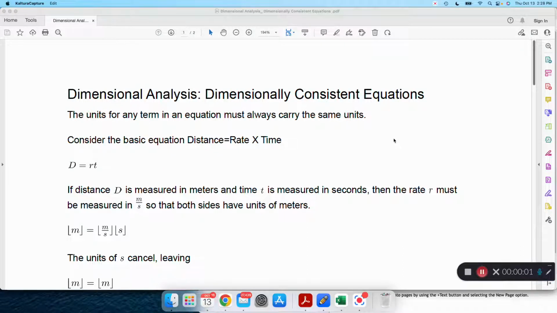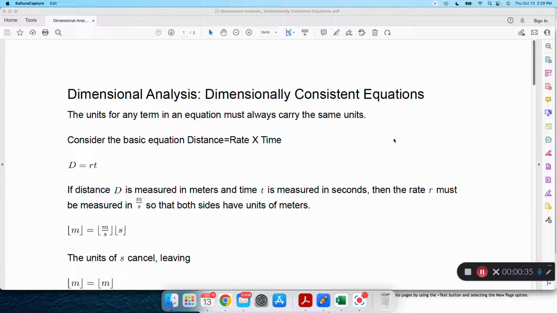Okay, let's talk about units in equations in any kind of science class, physics, chemistry, biology. Any equation you have always has to be dimensionally consistent, meaning every term in the equation has to carry the same units. We can't have an equation that says meters equals seconds, or we can't even add meters and seconds. Remember, terms are the things that are added or subtracted.